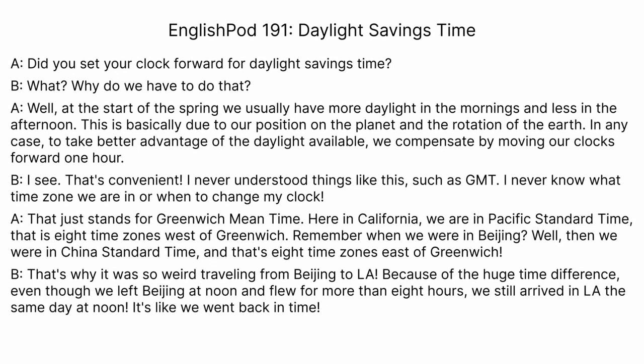Fluency Builder. Oh, let's go back to the beginning of this dialogue. The person who's explaining all of these interesting things is saying that, well, in any case, to take better advantage of the daylight available, we compensate by moving our clocks forward 1 hour. So this is an important phrase. You could say to take better advantage of or to take advantage of. Let's talk about this. To take advantage of something is to use it efficiently, right?